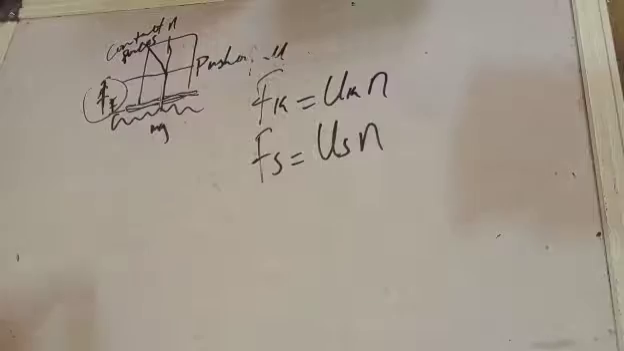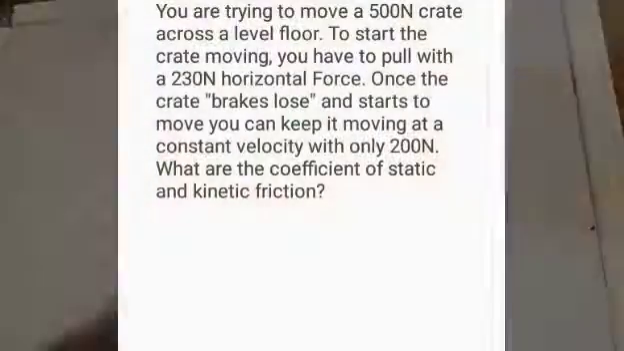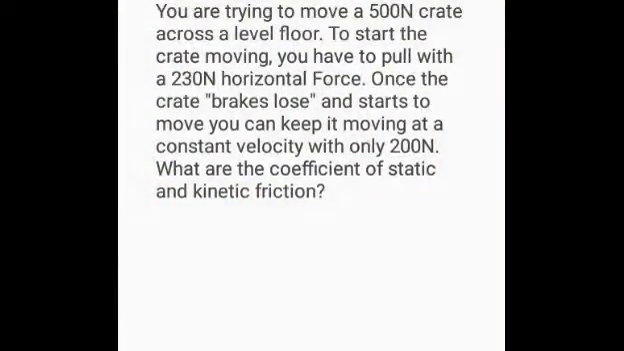Let us have an example. The example says you are trying to move a 500 Newton crate across a level floor. To start the crate moving, you have to pull with a 230 Newton horizontal force. Once the crate breaks loose and starts to move, you can keep it moving at a constant velocity with only 200 Newton. So our question is, what are the coefficients of static and kinetic friction?